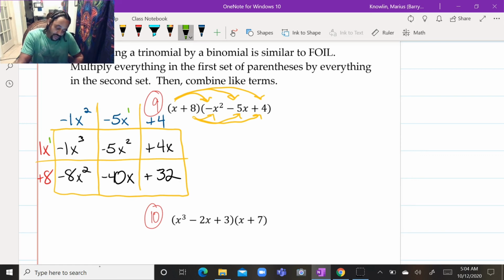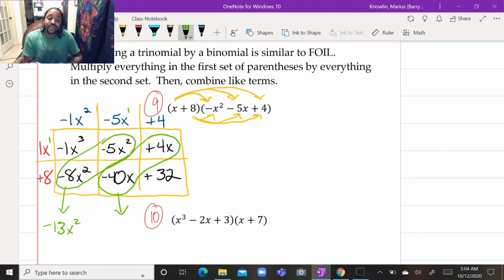And when we look for our like terms, we have like terms right here with the x squareds, and we have like terms here with the x's. So now for the x squared, both of those are the same, so that's going to continue to be negative, negative 13x squared. And for the x's, they're different signs, so we subtract. That's going to make negative 36 because the 40 is larger and it's negative, so negative 36x.